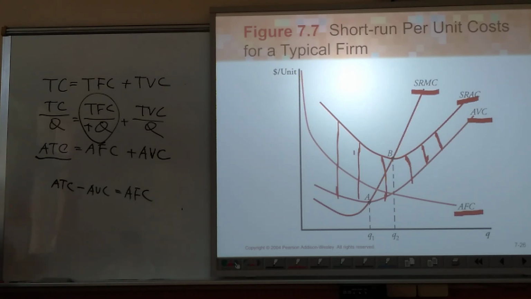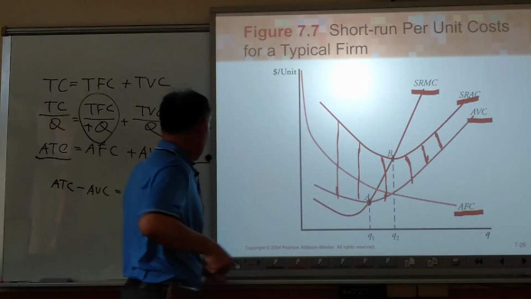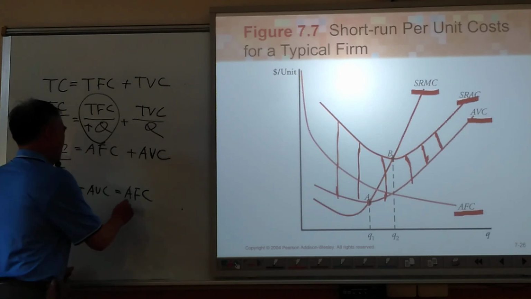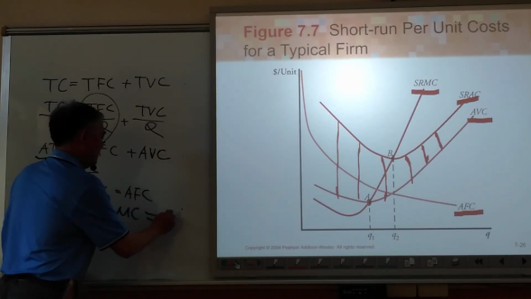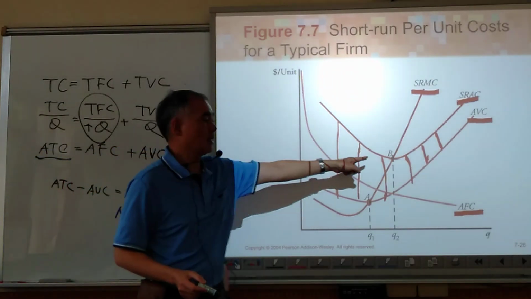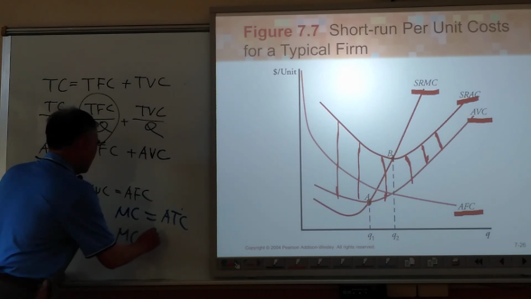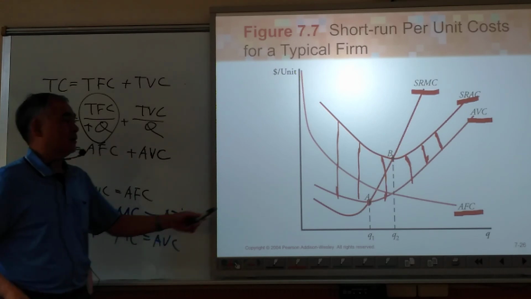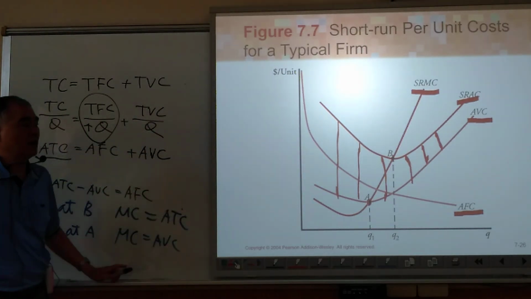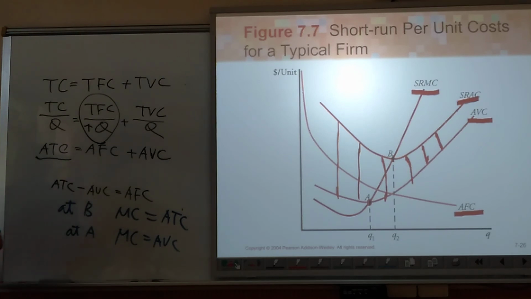And it marks 2 points. Okay, one is B, one is A. Here is where MC equals ATC, okay? This is at point B, and then at point A, you have MC equal to AVC. These 2 points are very important. When we get to analyze the perfect competitive market, it is very important. Later on we're going to show you. Okay, let's move on.